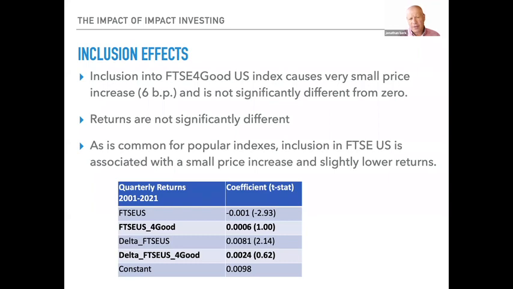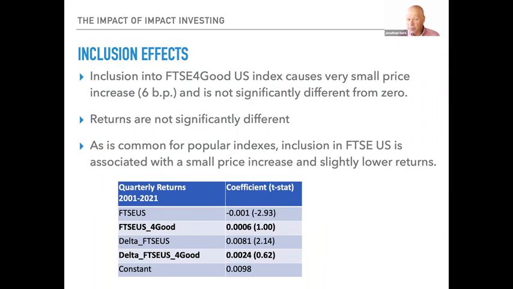Finally, we verified this empirically by just doing the following. FTSE has a FTSE US index, and they also have a FTSE for Good index. The for Good index is the subset of stocks in the FTSE US index that are deemed socially good. And so what we looked for was whether or not there was an effect when a stock was included in the for Good index or excluded from the for Good index.